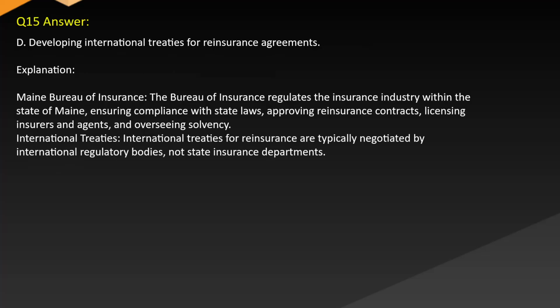Answer: D. Developing international treaties for reinsurance agreements. Explanation: Maine Bureau of Insurance. The Bureau of Insurance regulates the insurance industry within the state of Maine, ensuring compliance with state laws, approving reinsurance contracts, licensing insurers and agents, and overseeing solvency. International treaties. International treaties for reinsurance are typically negotiated by international regulatory bodies, not state insurance departments.